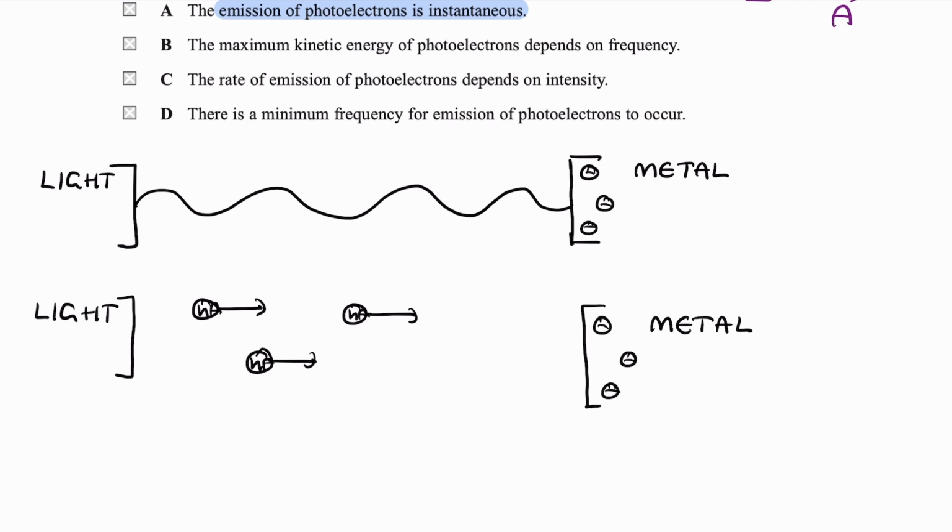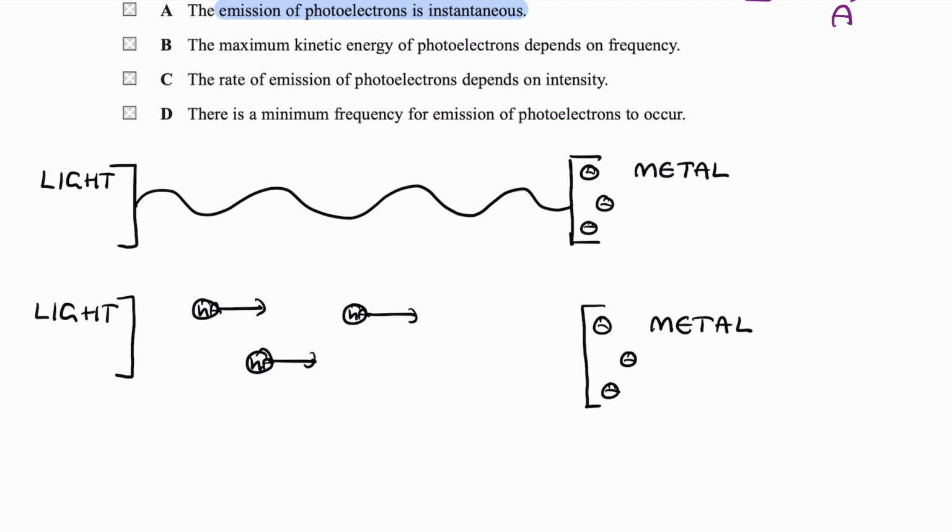So whether it's an intense or a dim light source, in the particle model, as long as the frequency of these photons is above the threshold frequency, electrons are emitted instantaneously. Okay, so that's the fundamental theory discussed. We can now go on to the options and get through them fairly quickly now that we've established the groundwork.